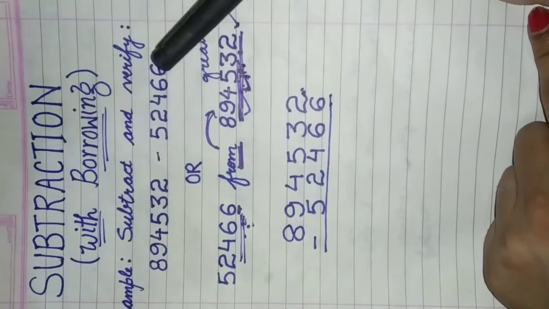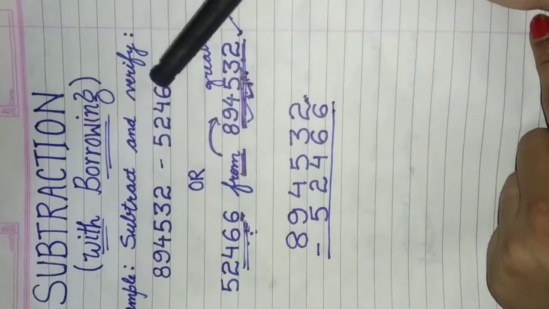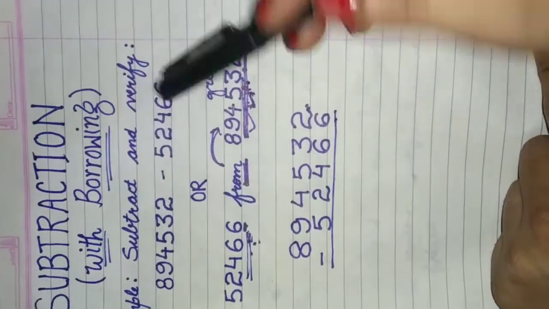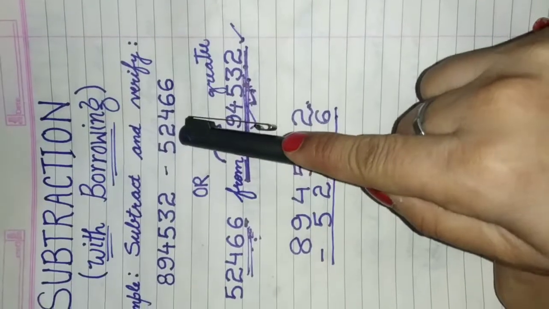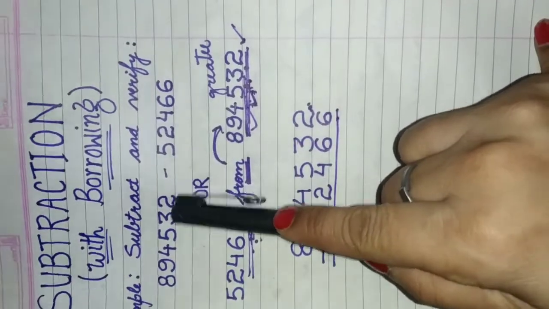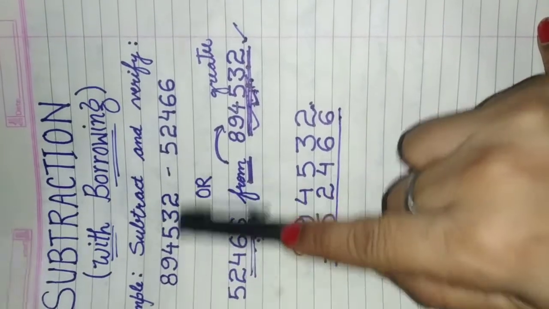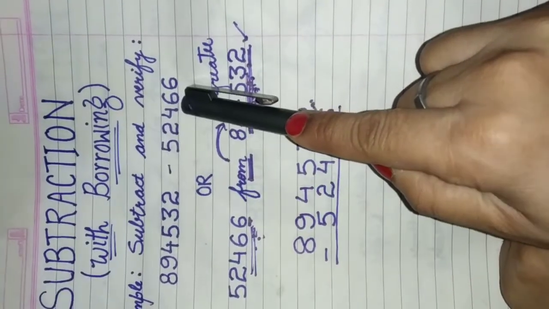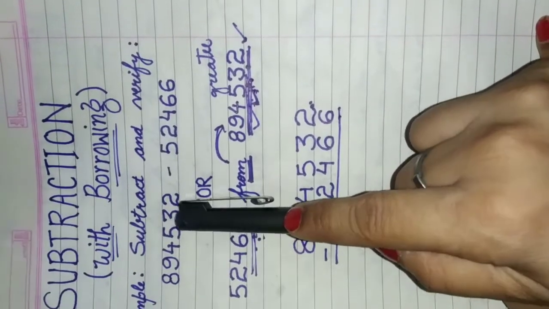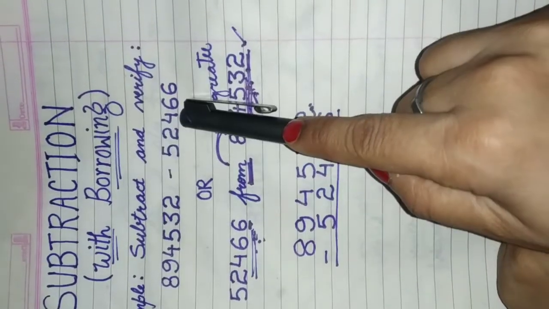As you can see, I have written two questions, both are the same. You only have to check which is the greater number and which is the smaller number. In this question, you have to check which of these two is greater. These have 6 digits and these have 5 digits. The number which has 6 digits is the greater number. It means this one is greater than this one.